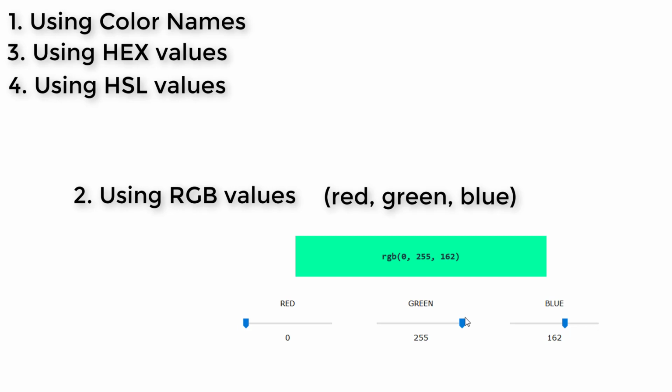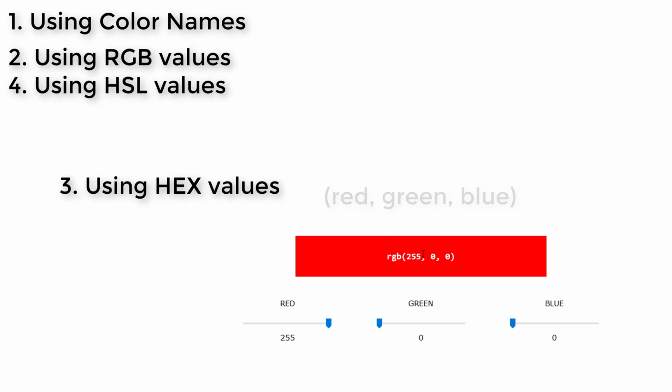Let's take the highest value of red color and the lowest value of green and blue. We have got red only. This is how by combining red, green, and blue, we create different colors.